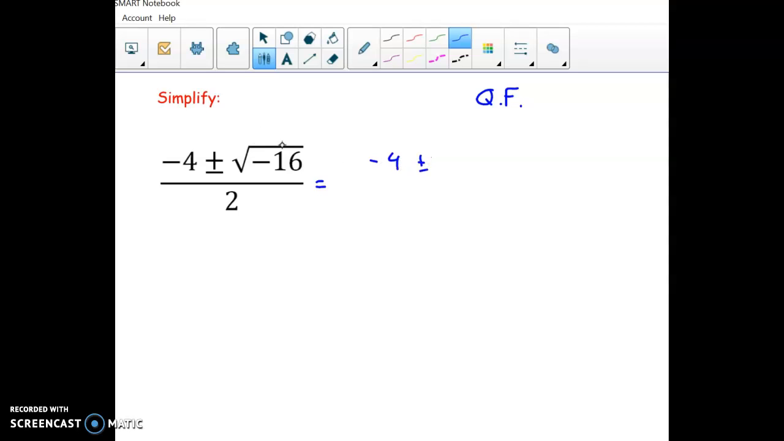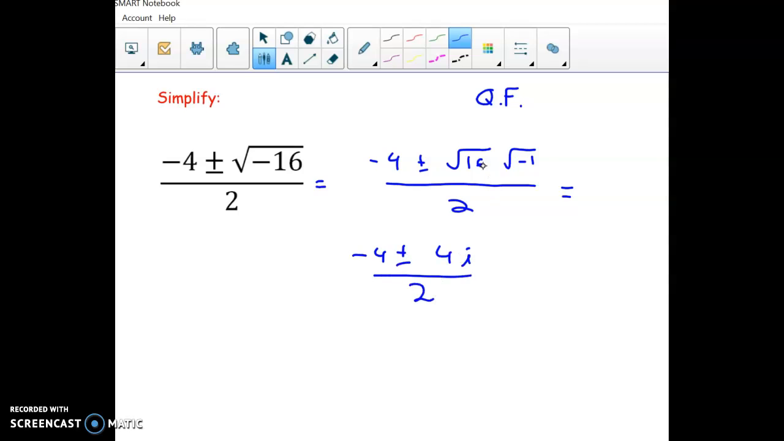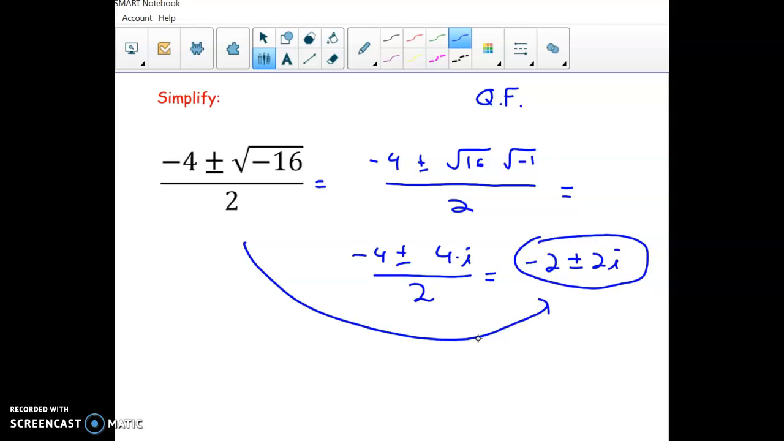Okay, so I'm going to clean up this root negative 16, and so I'm just going to pull off the negative part, because square root of 16 is a perfect square. So then this becomes negative 4 plus or minus 4i over 2. Square root of 16 is 4. Square root of negative 1 is i. And then divide this by 2. So it'd be negative 2 plus or minus 2i. Alright, so this 2 divides it out evenly, so it comes out nice and pretty. This whole thing reduces down to that statement.